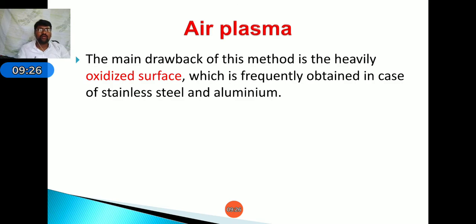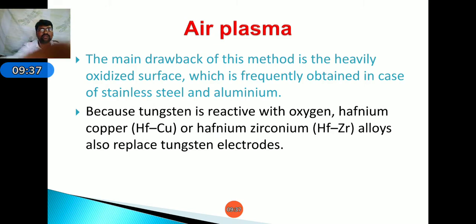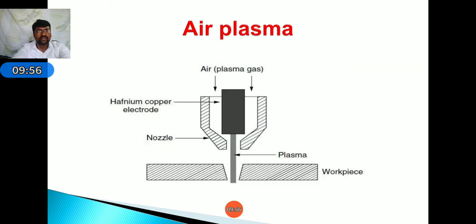Next, the main drawback of this method is a heavily oxidized surface, which is frequently obtained in the case of stainless steel and aluminum. Because tungsten is reactive with oxygen, hafnium copper or hafnium zirconium alloys replace the tungsten electrodes, because tungsten will react with the gases. Here the tungsten electrode is replaced by a hafnium copper electrode, and air plasma is used.